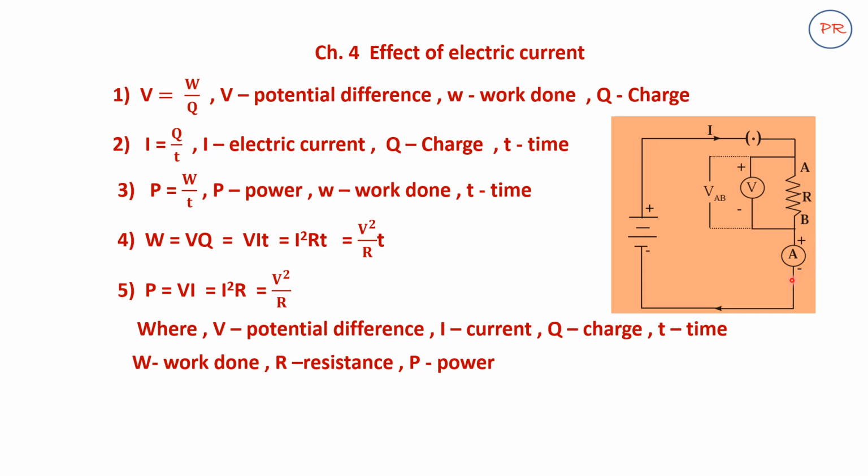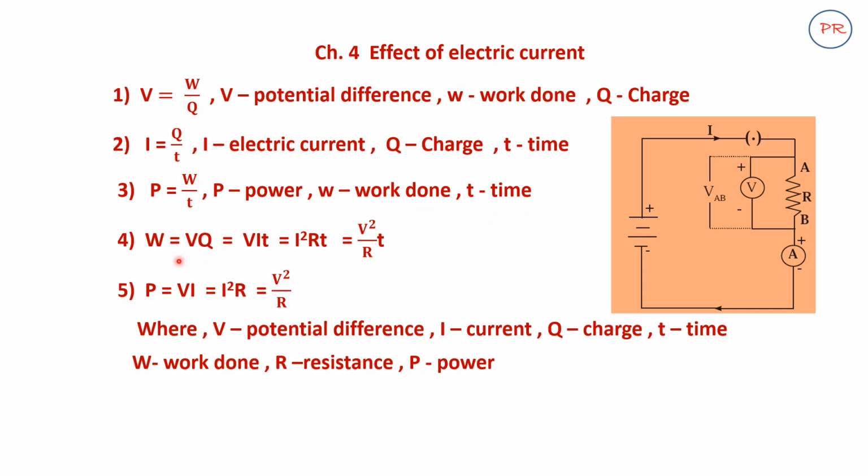This current is given by the formula I is equal to Q upon T, where I is the electric current, Q is the charge, and T is the time. The power dissipated in the circuit is given by P is equal to W upon T, where P is the power, W is the work done, T is the time.